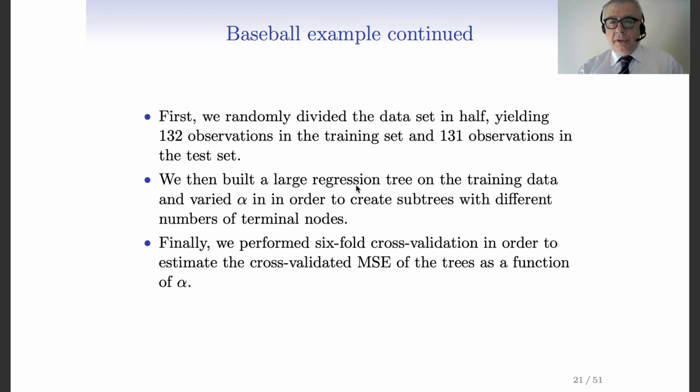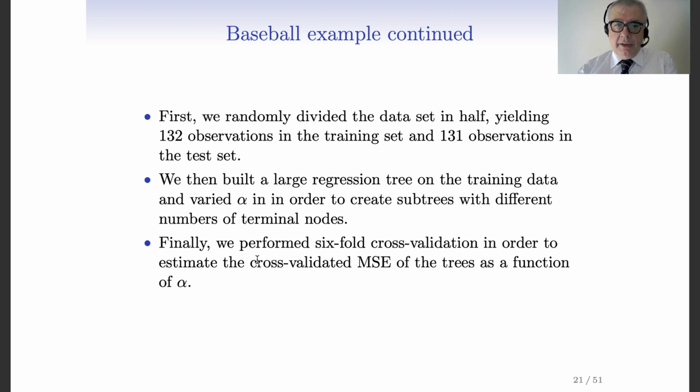Then a large regression tree was built on the training data, and alpha, the coefficient that controls the penalty on complexity, was varied in order to create subtrees with different numbers of terminal nodes, so trees of different complexity. Of course, now we have to decide what's the best complexity, and this was done by six-fold cross-validation in order to estimate the cross-validated mean squared error of the trees as a function of alpha.